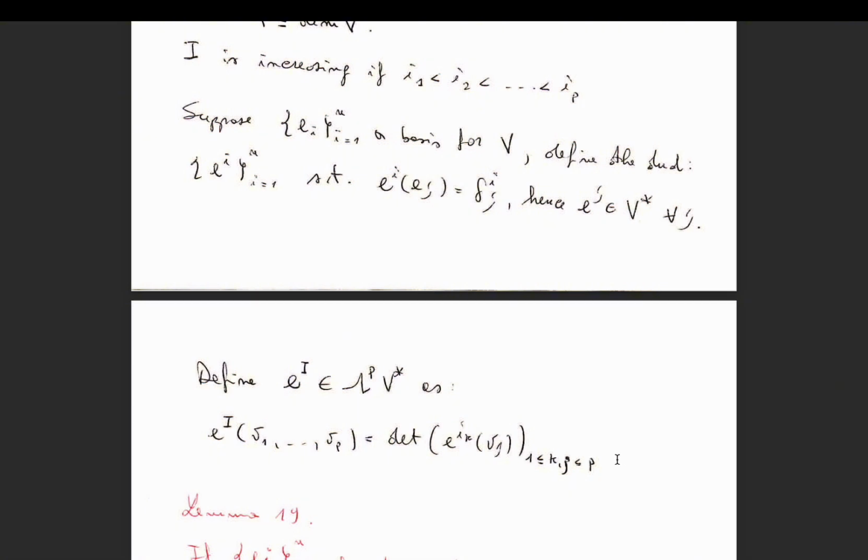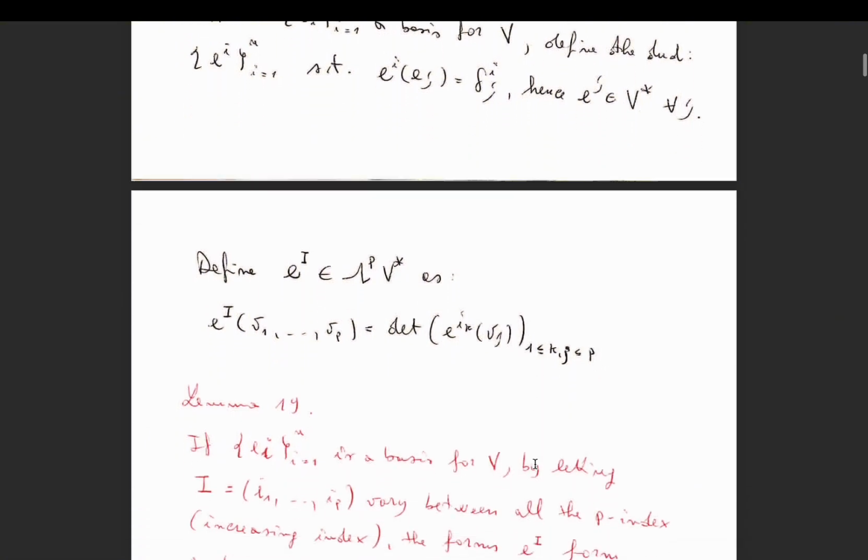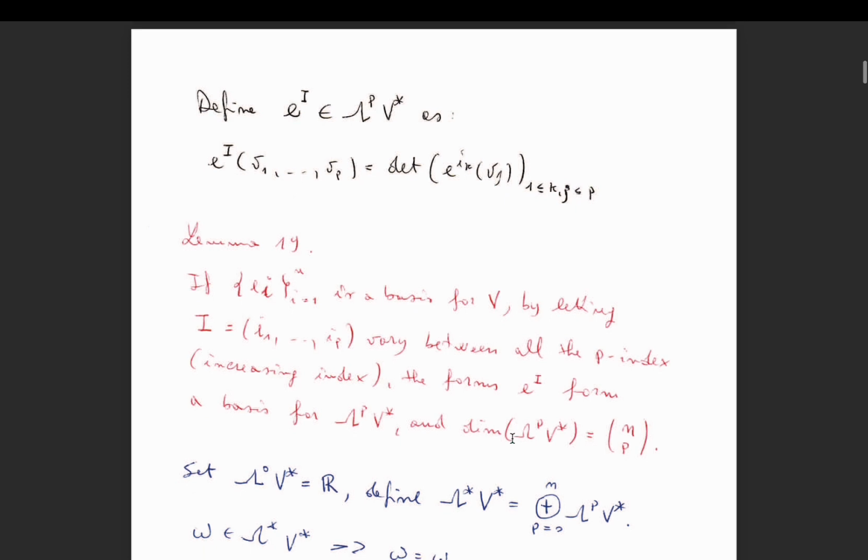Now if a1, ..., an is a basis for V, then the set of e^I, with capital I increasing, is a basis for the p forms over V. So the dimension of the p forms over V is equal to n choose p.